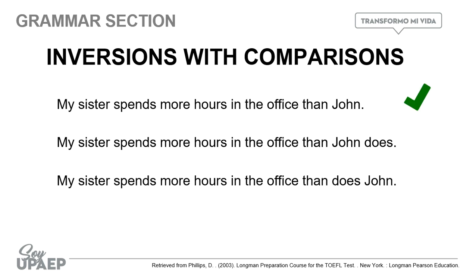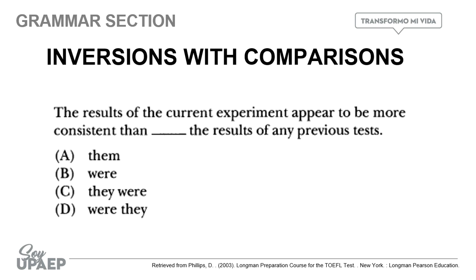Okay? None of them is incorrect. The three of them are correct. Okay? So, if you notice, in the first case, we just have a simple comparative. In the second one, we have a normal comparative and there is no inversion. And in the last case, after the comparative, we have an inversion. The three sentences are correct.